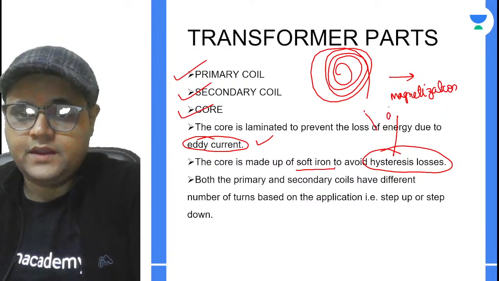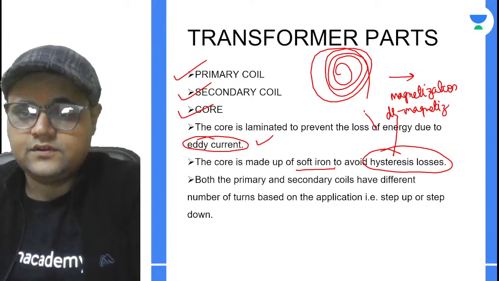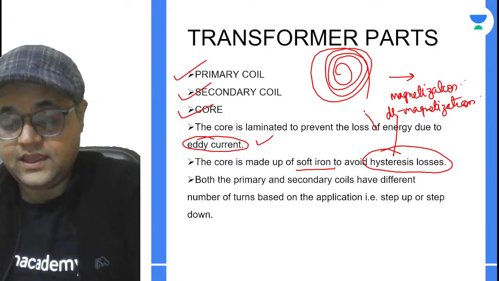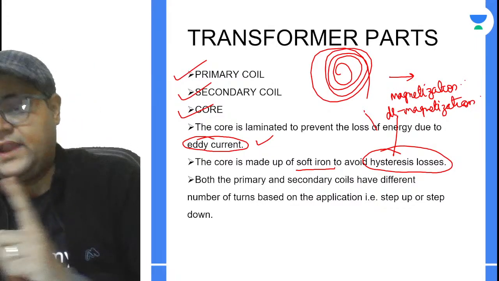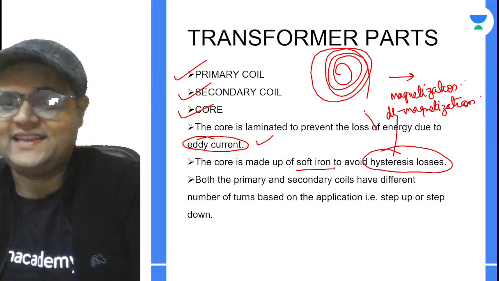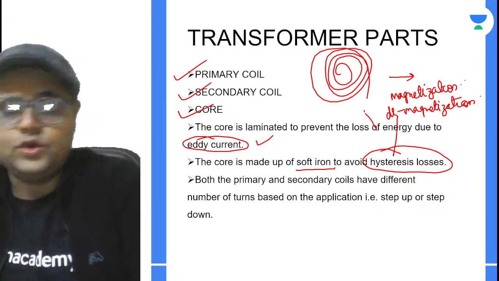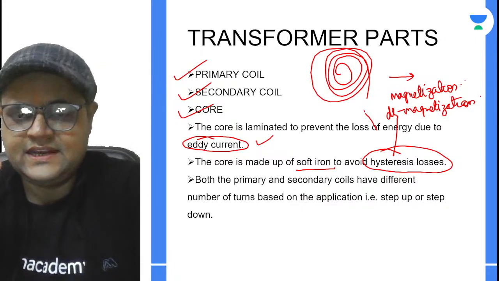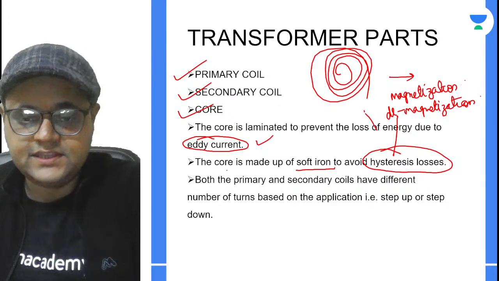When there is frequent magnetization and demagnetization, the losses that are incurred are called hysteresis losses. I have to go deep into it to make you understand. There are certain regions called domains in magnetic materials.